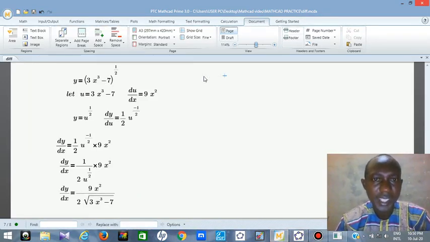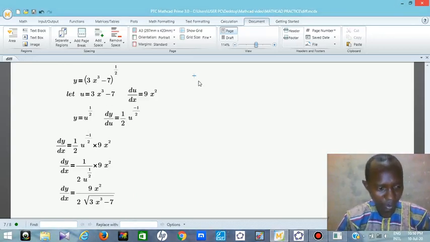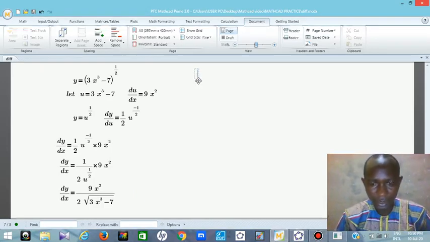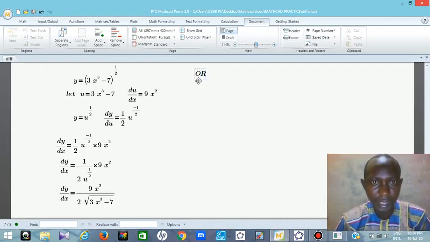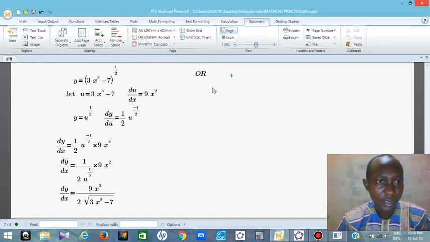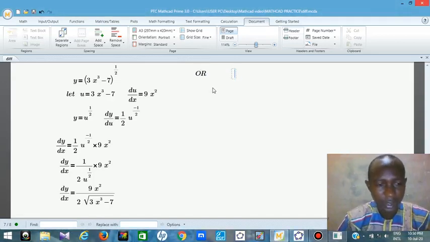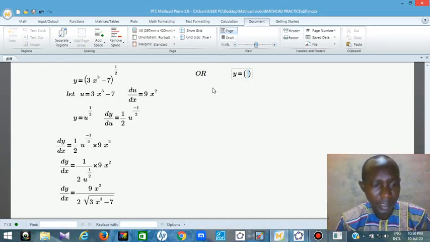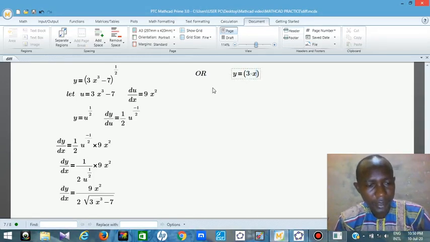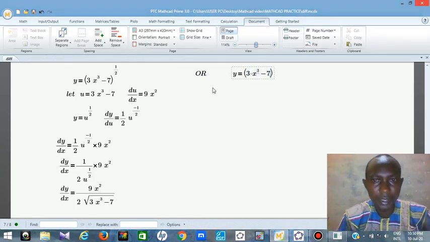So you can see why I said I don't really like using this chain rule method. See, it's somehow long. If I'm going to use this method, you see that our answer will come out clean and neat. So when I have my y is equals to, open your bracket, 3x raised to power 3 minus 7.